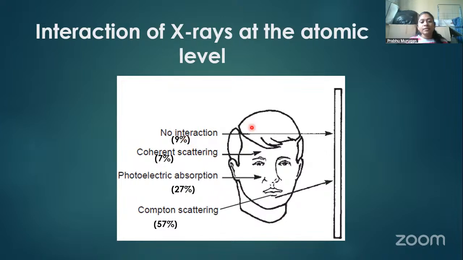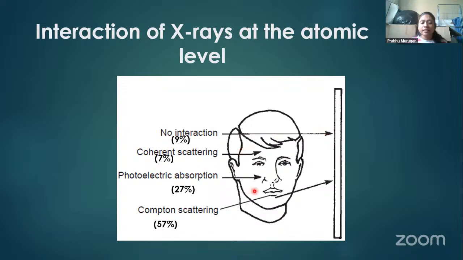Okay, so there's going to be completely no interaction with the tissues, and the X-rays are going to hit the X-ray sensor or the X-ray receptor. And in coherent scattering, there is going to be only 7% of interaction, and it does not contribute much.